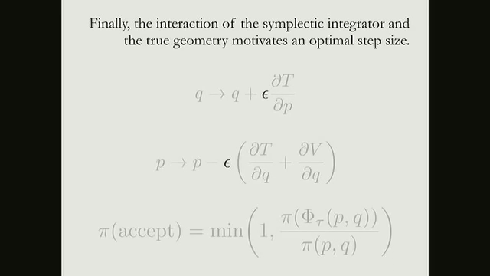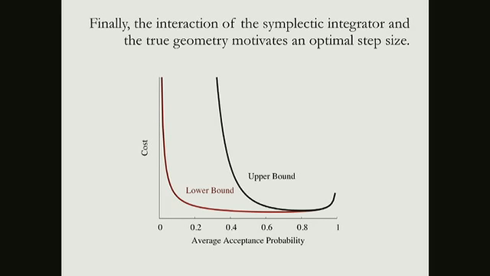And so on the y-axis, we have the cost of the algorithm. And on the x-axis, we have the average acceptance probability, which is a function of the step size. Right? And it turns out that for almost all models, the relationship between these two is bounded between those two lines. In particular, over here between 0.6 and 0.8, this is really, really, really flat.